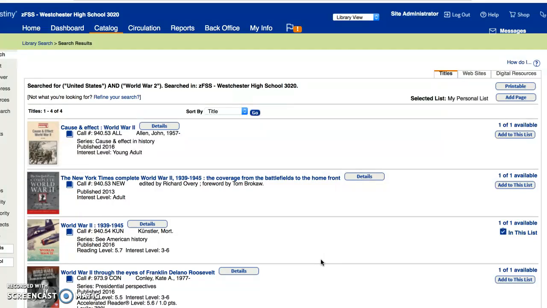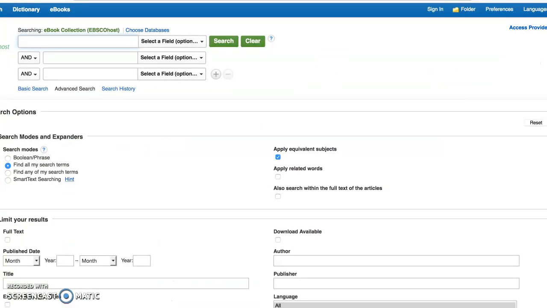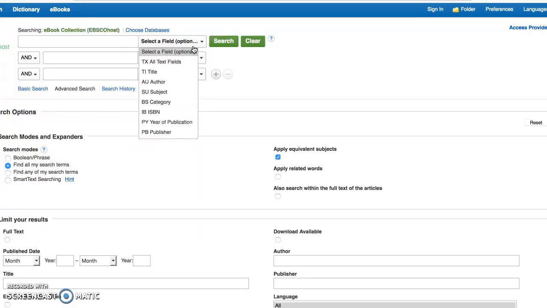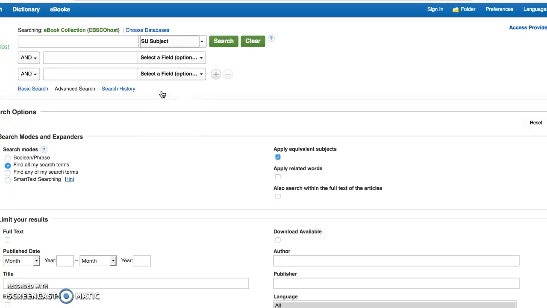Now another database that we can use is called EBSCOhost, and it looks like this. Look at EBSCOhost, we see similar things. We see you select your field option. Okay, we're going to look for, what do we talk about? We're going to look for subject. We want to look for that subject. And you see our Boolean operators here. We see and, or, not. And we see select a field option. We're going to once again do subject here if we decide to do that.